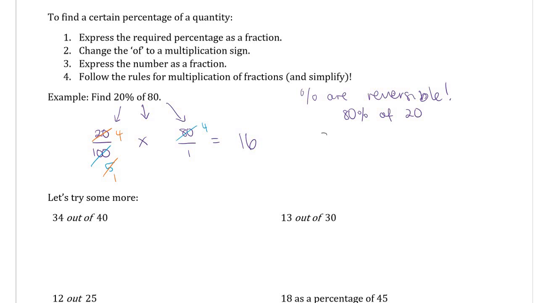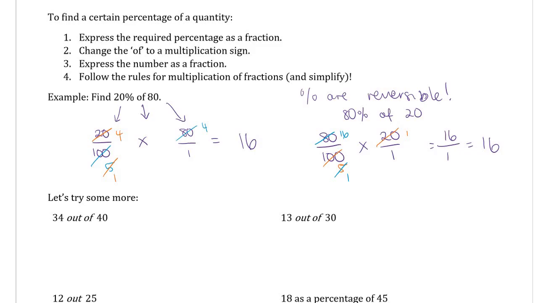So 80% of 20, I'm going to do 80 over 100, and I'm going to times that by 20 over 1. And we're going to do some cross-cancelling while we can, so I will divide both of these by 20. And then I can simplify 80 over 5 to 16 and 1. So now I'm left with 16 over 1, which is 16. So percentages are reversible. So if you ever get something tricky like 12% of 50, that's actually the same as 50% of 12, which is a lot easier to do. So you can reverse them if that's going to help you out.